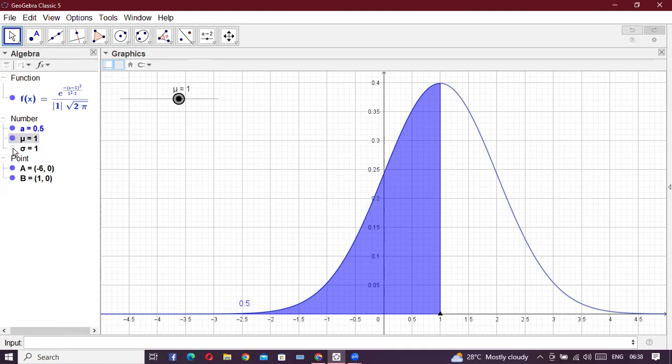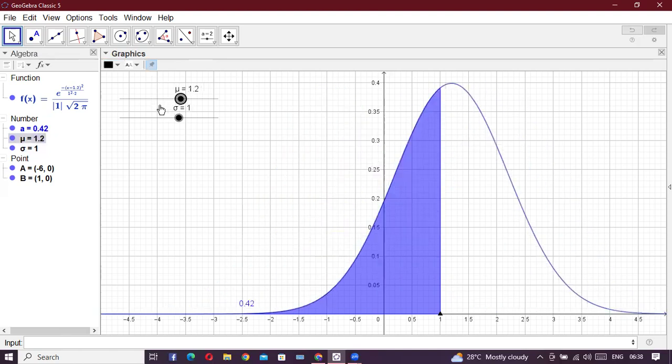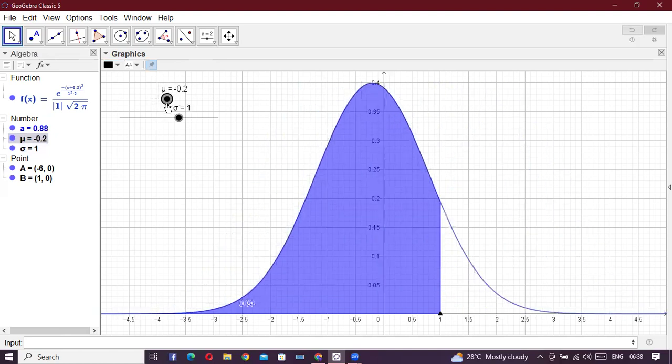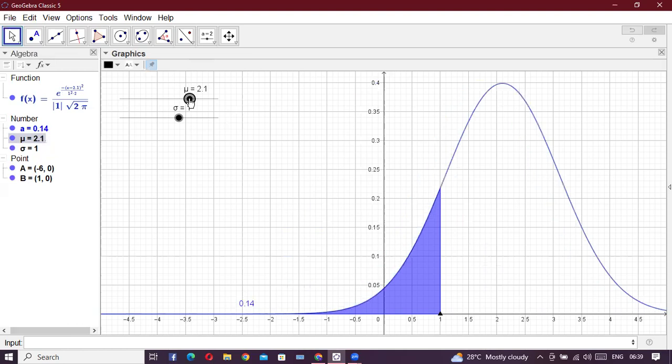Now I can bring out my sliders. When I move mu around, you see the graph is moving also. We said mu is the center of the distribution, the mean is at the center of the curve, so it determines the symmetry. The curve is symmetric around the mean. So as I move my mean around, the curve will also be moving around, since the mean must be at the middle of the curve.